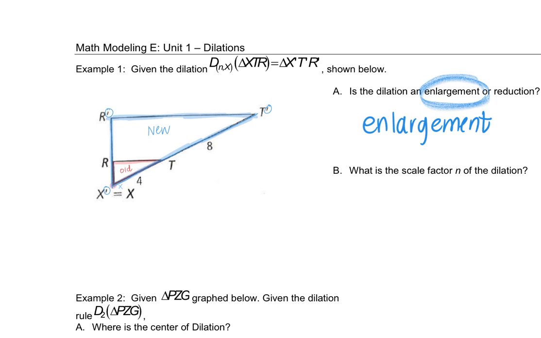What is the scale factor N of the dilation? If we're looking for the scale factor, I'm going to start with my formula. Scale factor SF equals new N over old O. So I'm going to recreate this fraction. So I'm going to put the new over the old. Now let's look at what was given to us.